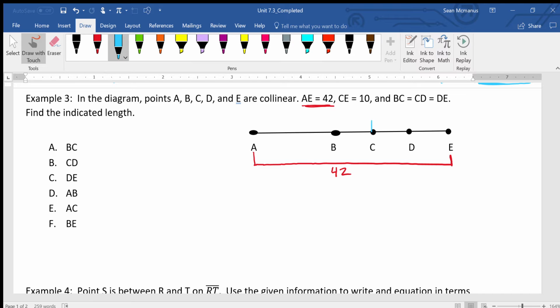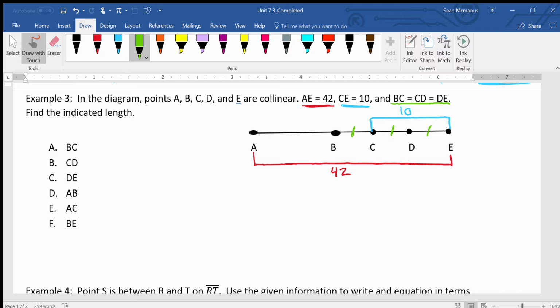CE is 10. And then it's telling me that BC, CD, and DE have equal lengths. So that means those segments are congruent. So BC, CD, and DE. I've marked them with a single line. That's the general notation that we'll use to make it obvious, or mark, that we know that they're congruent.